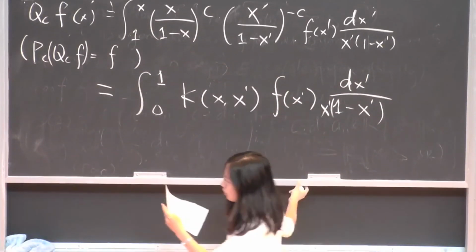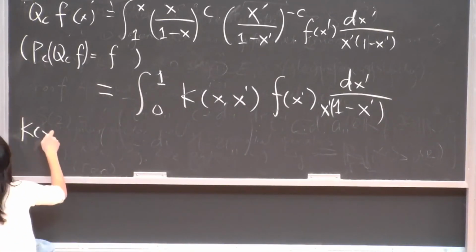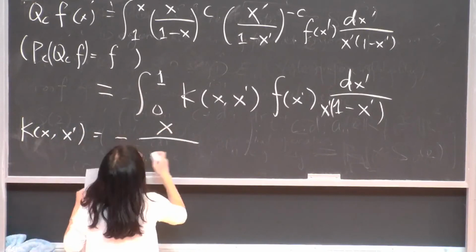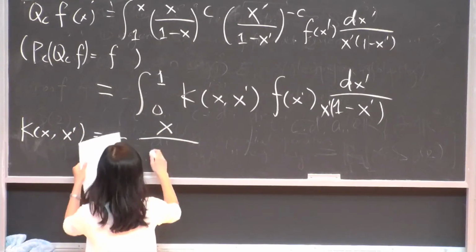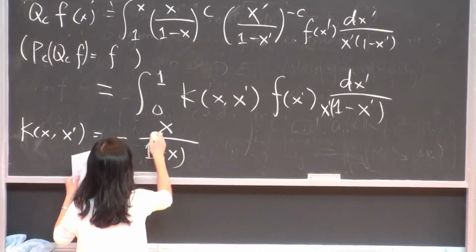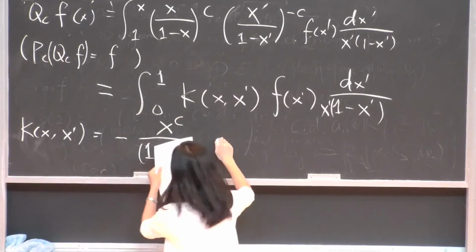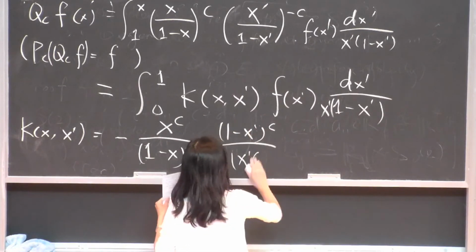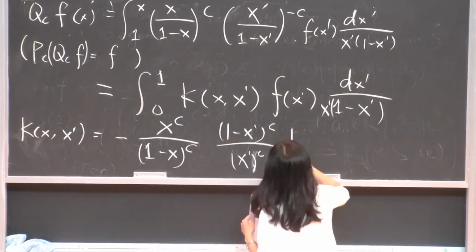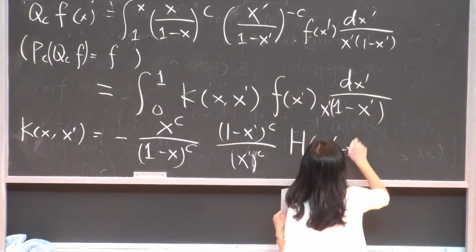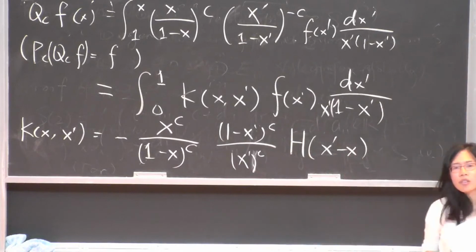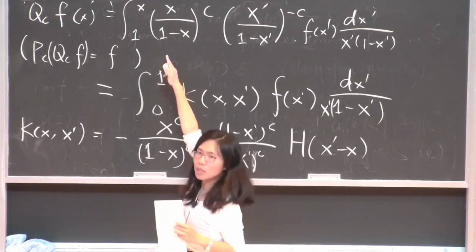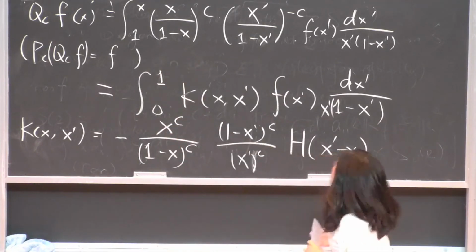Okay. So, this k(x, x prime) is equal to, let me just copy it, minus x to the 1 minus x c, 1 minus x prime c over x prime c. And there's an extra function, x prime minus x, which is a Heaviside function here. This just reflects that I'm integrating 0 to 1, so I have to keep this factor 1 to x there. I have to stop it somewhere.